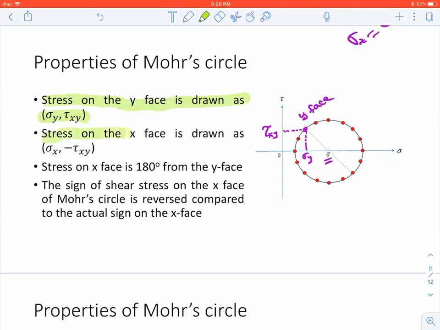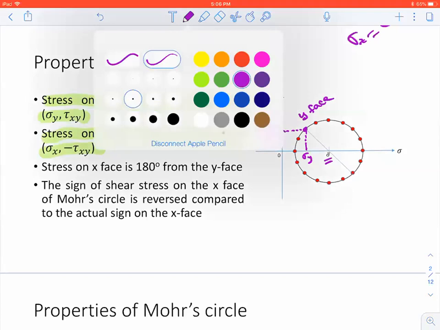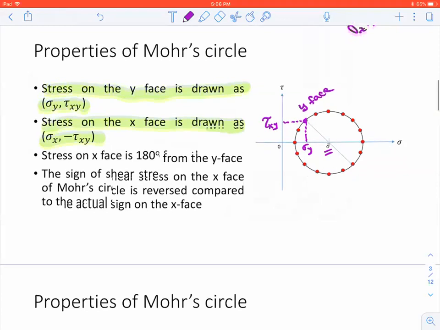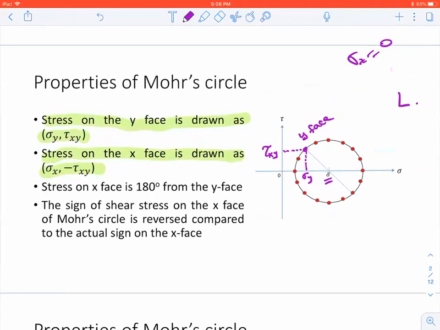Now stress on the X face is drawn as sigma x, minus tau xy. That means, obviously, your X face and Y face are 90 degrees to each other. On the Mohr circle, they'll be twice the angle. So 2 times 90 degrees, 180 degrees. So if you go 180 degrees, you end up with this point. So this will be my X face, and this is my sigma x. This is my minus tau xy.